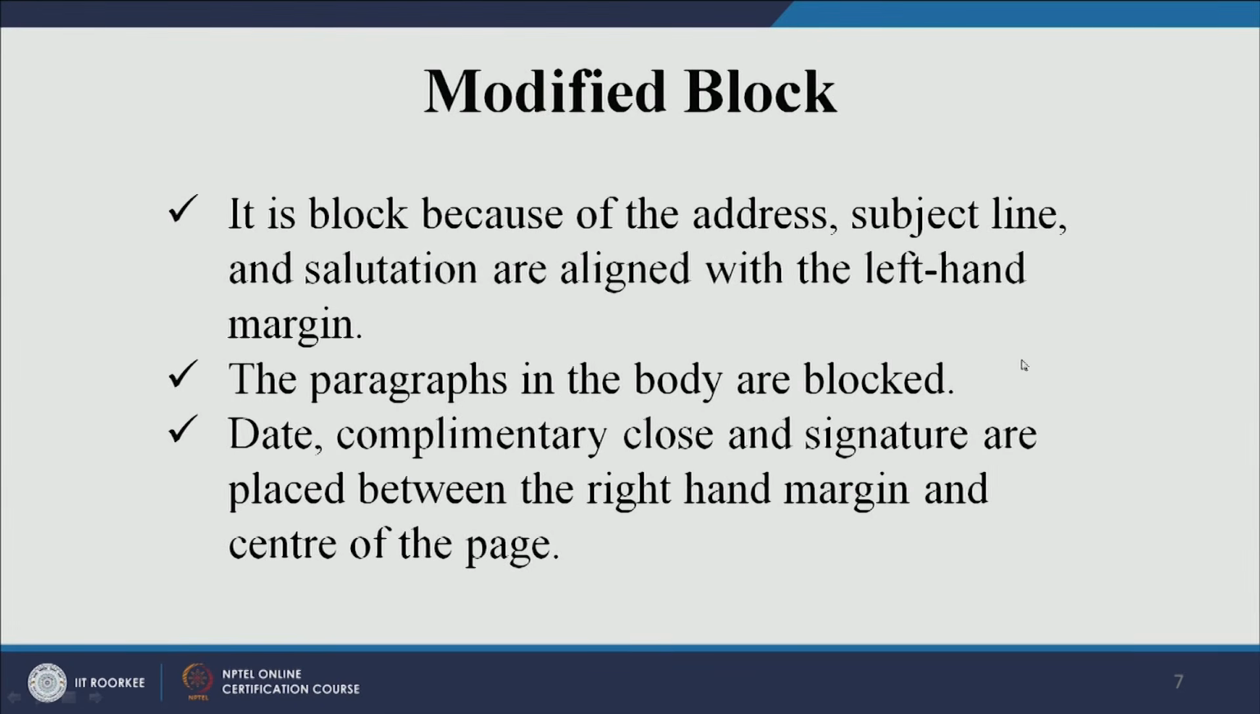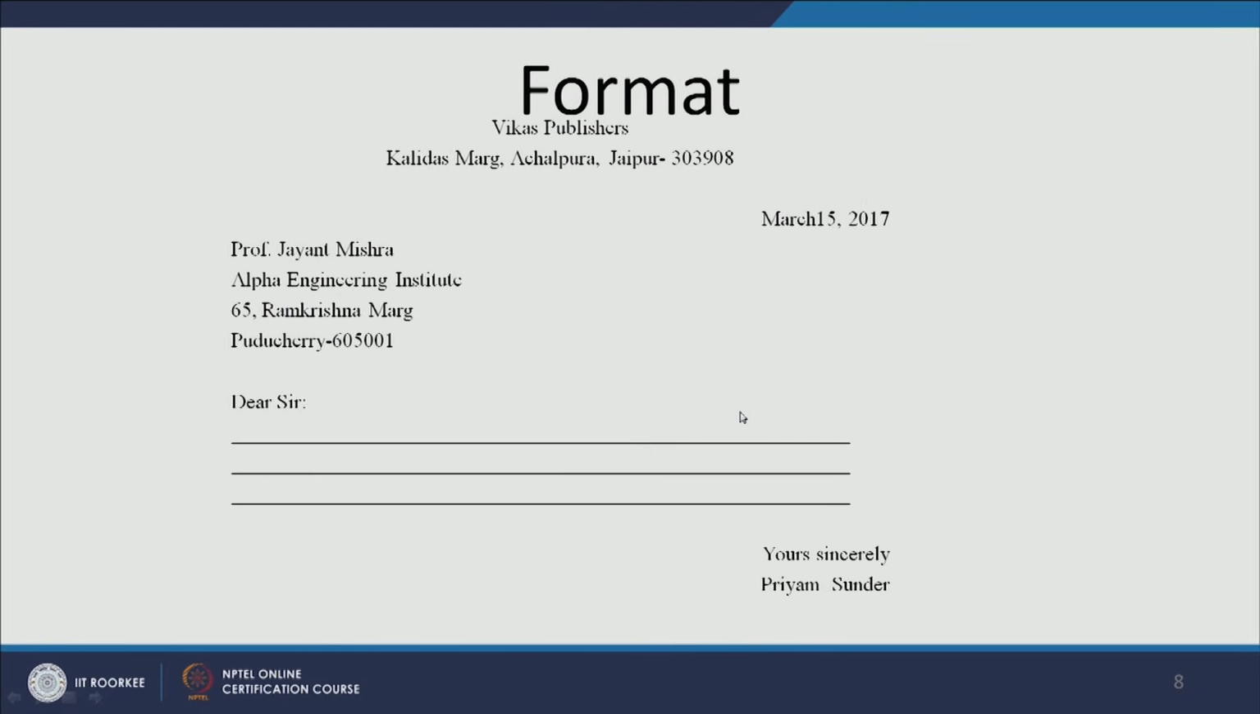This is actually a sort of facility provided to the users, that the date, complementary close and signature may be towards the right, between the right and the center. Date, complementary close and signature are placed between the right hand margin and center of the page. That is why we call it a modified block format. For example, here you can find that this again is a format. Here you may find the date is on the right hand side, and the complementary close and even the signature line are on the right hand side.